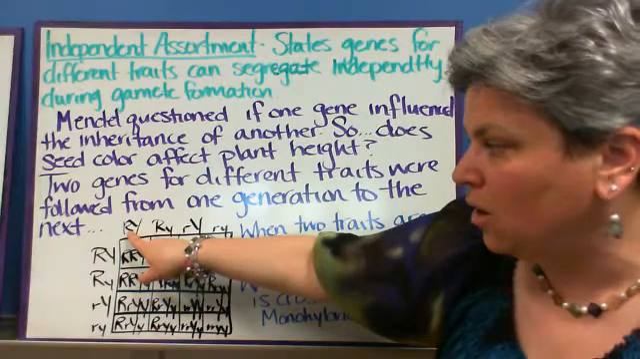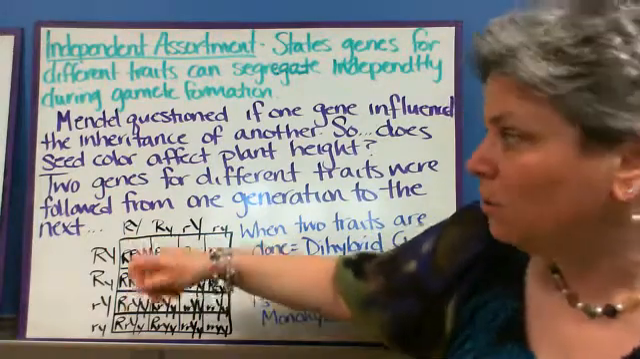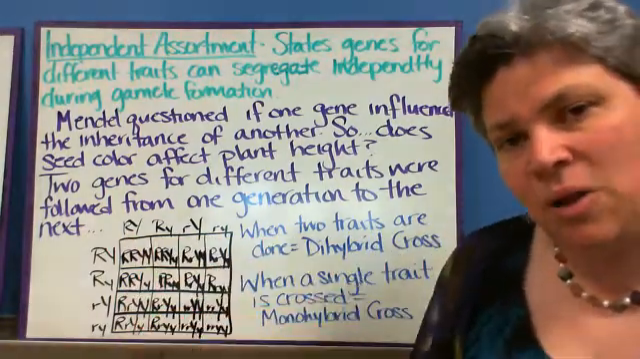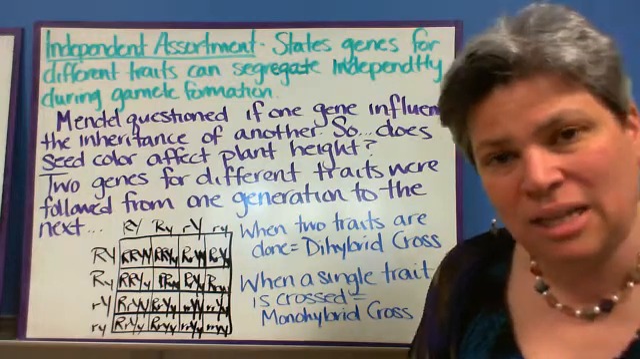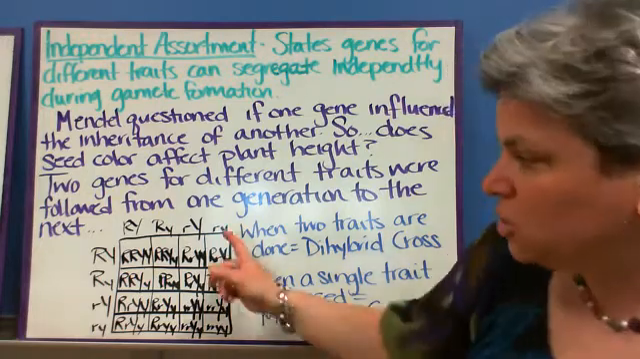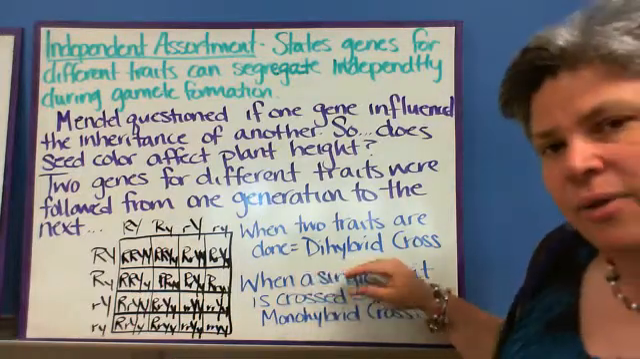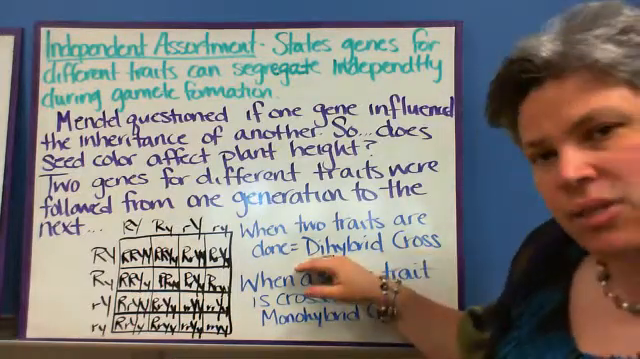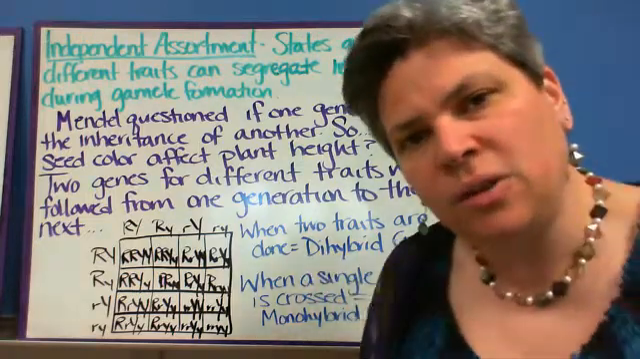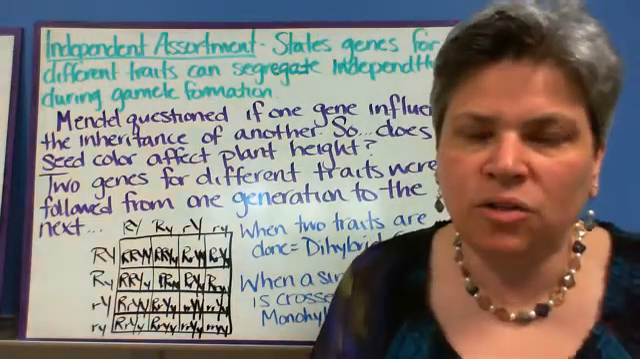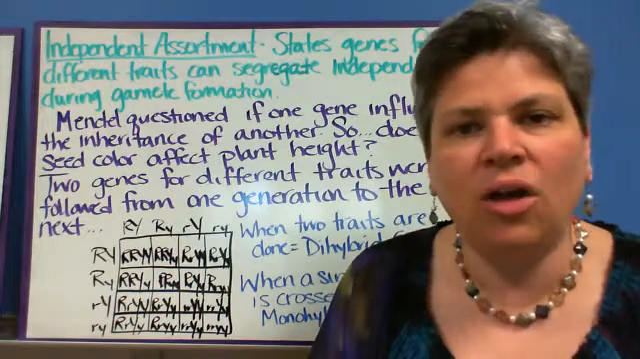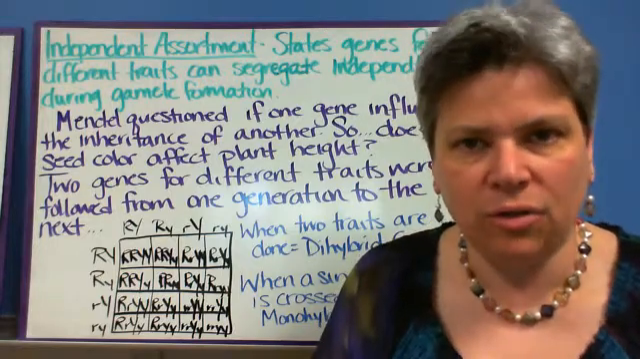So he did it for big R or little r representing the seed color, and big Y or little y representing the plant height. So by doing this with 2 traits, we call that a dihybrid cross. Di meaning 2. Well, what about the trait that we just did? Well, there was only one trait that we were looking at. We call that a monohybrid cross.